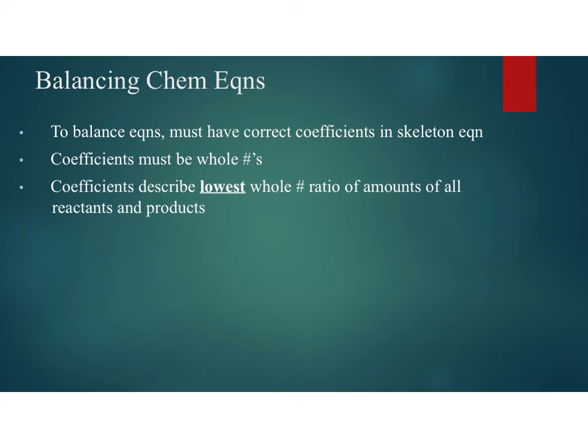Now, in order to balance equations, you must have the correct coefficient in the skeleton equation. The coefficients have to be whole numbers, and the coefficients are going to describe the lowest whole number ratio. Okay, so sometimes when you balance equations, and I do this myself, sometimes you just kind of get on a roll, and when you stop and you look back and you notice that everything can be divided by 2, then you need to go and take a 2 out of everything. It has to be the lowest whole number ratio.